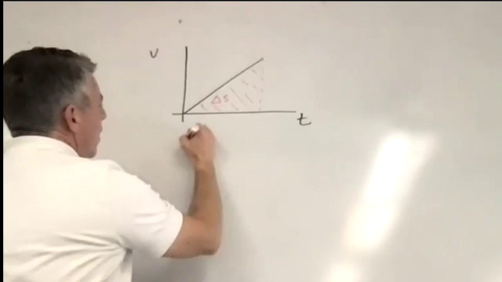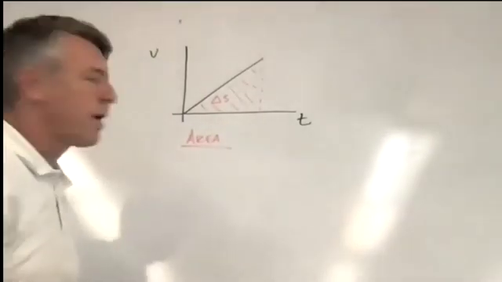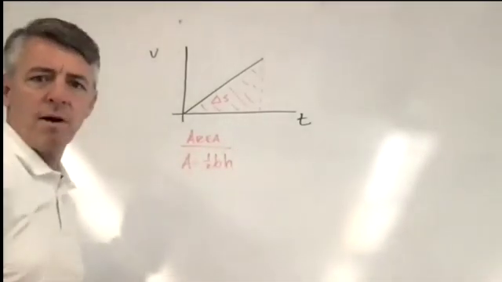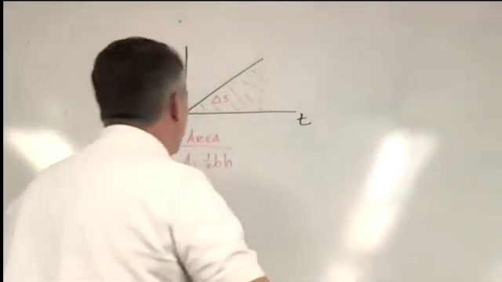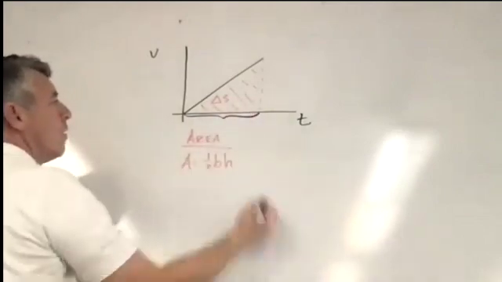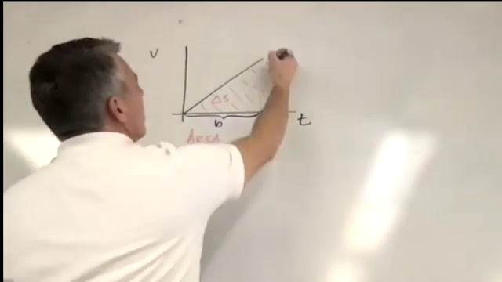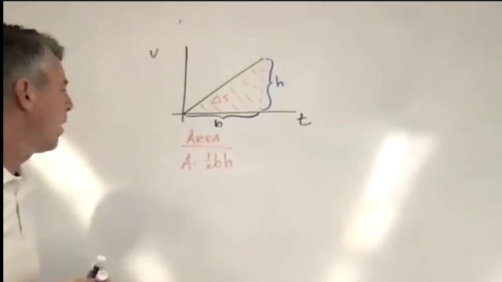So area. If we want to find the area of a triangle, we'd probably say something like 1/2 base times height. Is that fair? Yes. All right. And so we have to define what's going on here. I'm going to call this side of the triangle the base, and this side of the triangle the height. Is that okay? Yes.